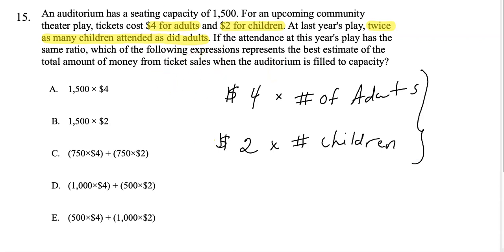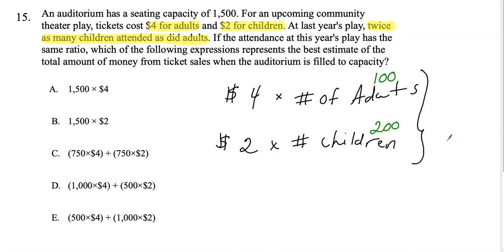So for example, if I had 100 adults, let's say, show up, right? Let's say I'm just making these numbers up. I would take $4 times 100 to get the ticket sales. Well, let's say 100 adults showed up. How many children would have to show up? Well, it says right here it's twice as many children. So if there were 100 adults, there'd have to be 200 children. And the cost here for the children would be $2 times 200, which is $400.